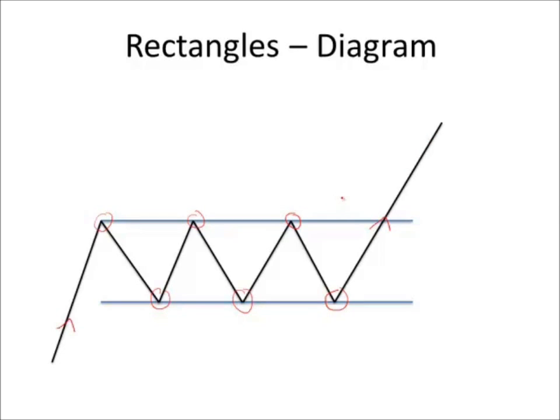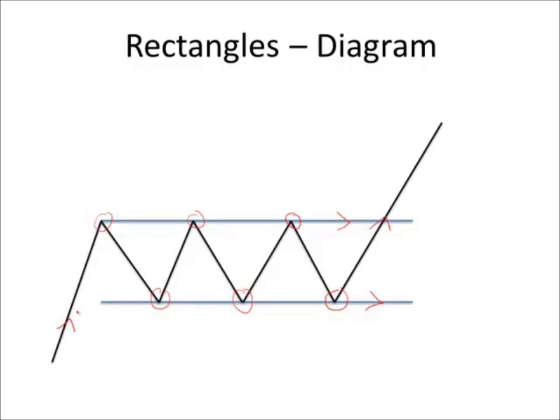So what are the key distinguishing features? Well, these two lines are flat, they are horizontal, and they are parallel. That's what makes it a rectangle. Now, as we mentioned, we can use it to trade the breakout over here. We can also trade the range. We can sell it up here, buy it down here, sell it here, buy it here, etc. So rectangles can be used for two purposes.